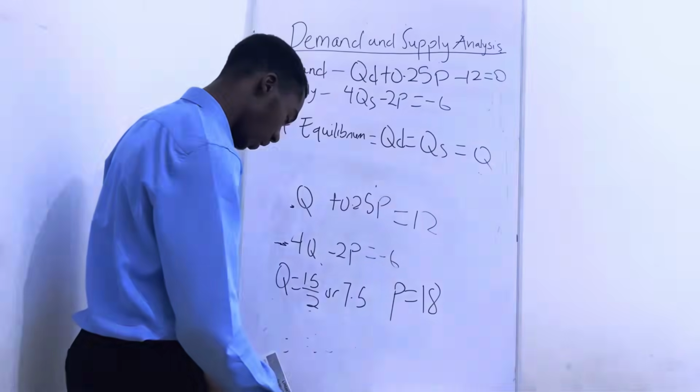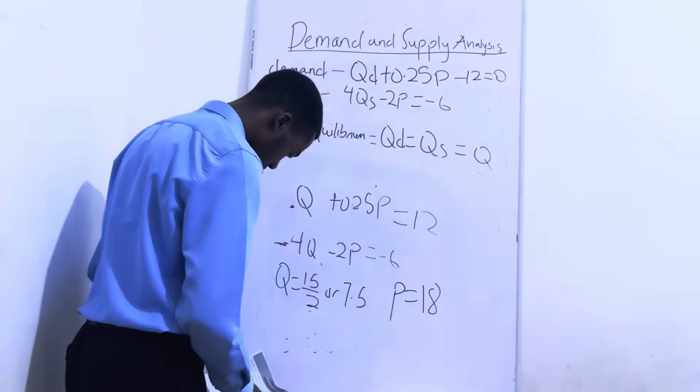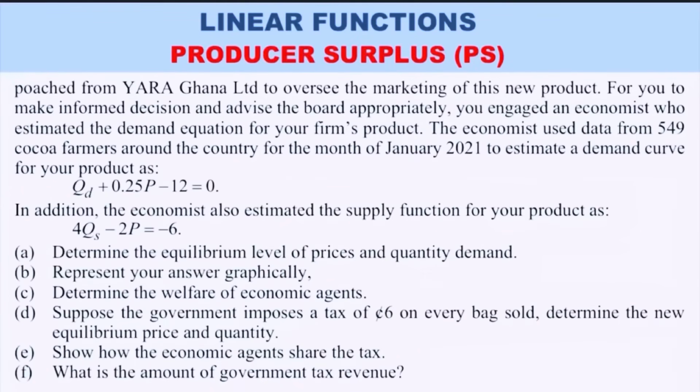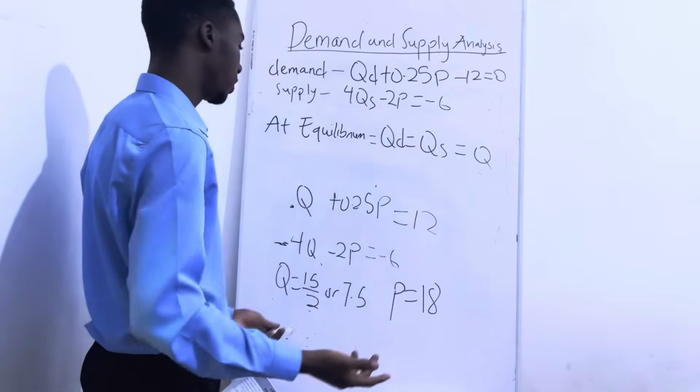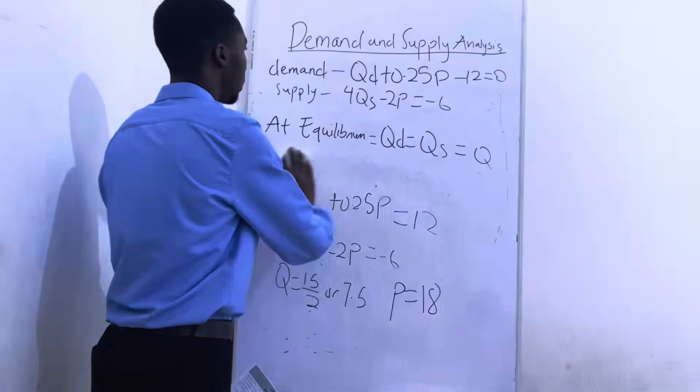Now let's move on to the next question. What does the question say? It says represent your answer graphically. So we've already got the Q and the P, so we can just represent it on the graph. So how do we do it?